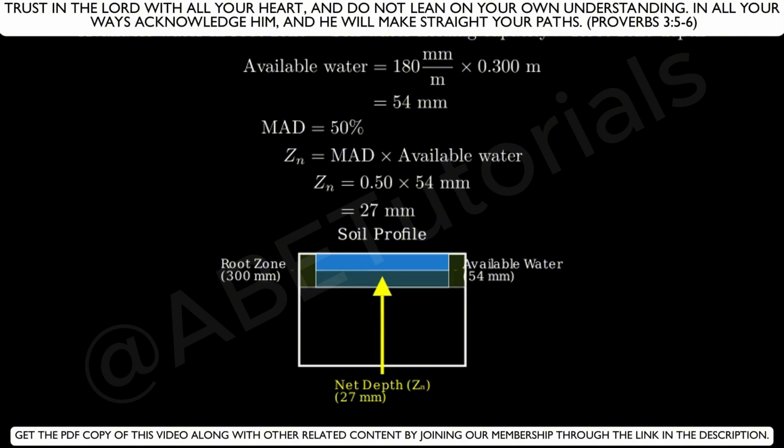Step 2. We need to convert the net depth to gross depth using the application efficiency. The gross depth, Z sub g, equals the net depth divided by the application efficiency. Application efficiency accounts for water losses during irrigation. So Z sub g equals 27 millimeters divided by 0.7, which equals 38.57 millimeters. This means we need to apply approximately 38.6 millimeters of water to ensure that 27 millimeters actually reaches the root zone. The difference represents water lost due to inefficiencies in the system.